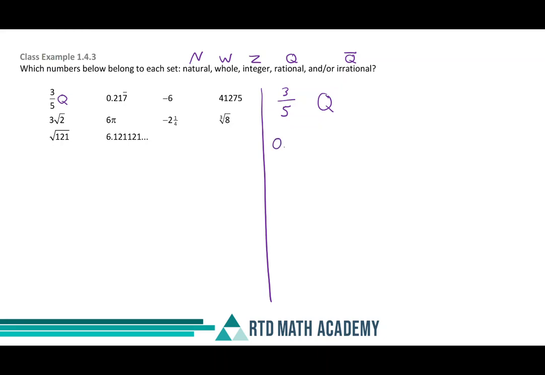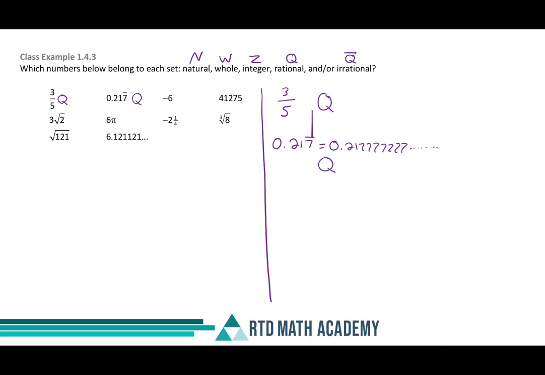If I have 0.217 repeating, I could rewrite that as 0.21777777777, and so on. And I can see that I have a repeating number going on with that 7. So anytime I have repeating, I classify it as a rational number. And very similarly to 3/5, it is a decimal number, therefore it cannot be classified as an integer, a whole, or a natural.